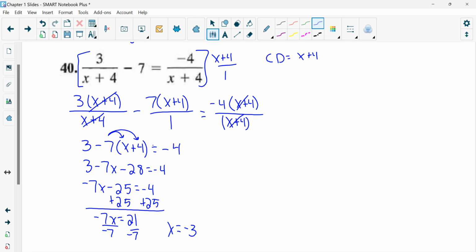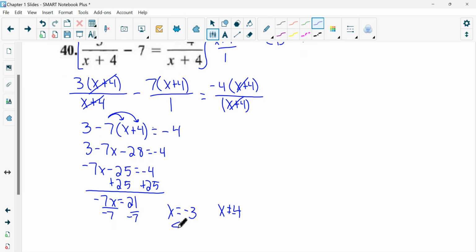Now, since we have x's on the bottom, we need to remember what our restriction would be. So what would our possible restriction be in this case? Well, right, our x cannot be negative 4. And if we look at our answer, it is not negative 4. Okay, so therefore we have a good solution, and in our solution set, we would have a negative 3. Remember yesterday, at the end, the last example, we saw that our x value answer was the same as our restriction, so then we wrote the null set as no solution for that.